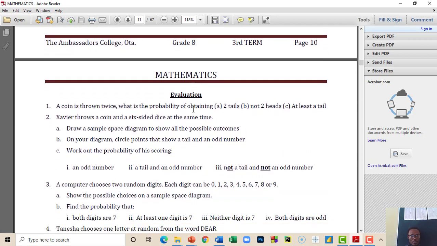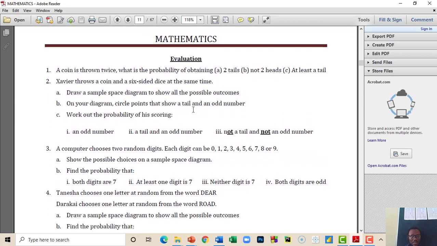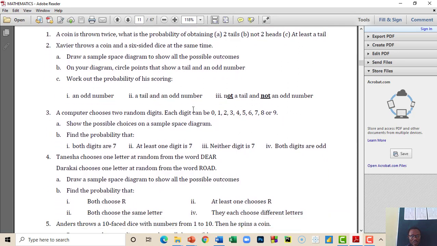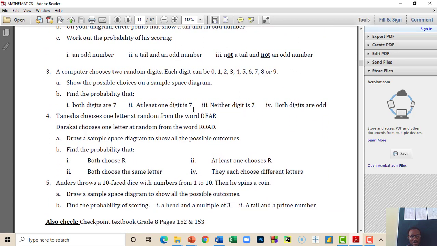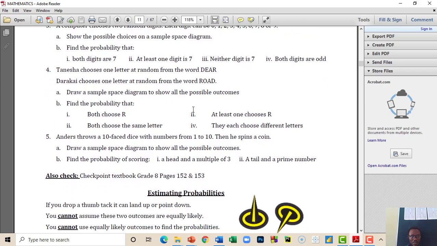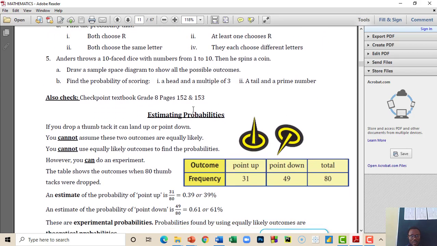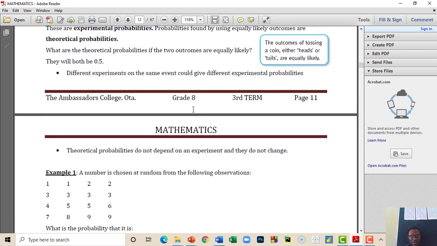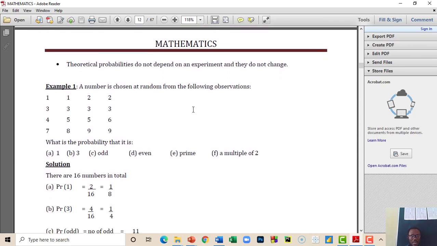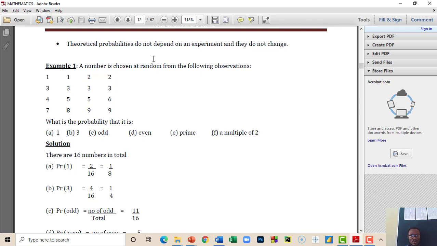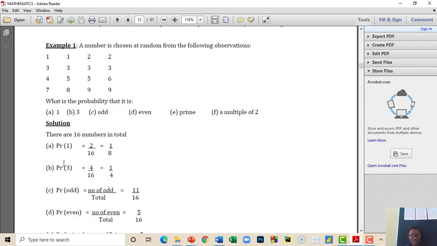Okay, let's make progress. There are other questions that won't bother you to actually solve. They are just material for our students here, but let's just see the one I feel I should point out. Okay, let's see this question. A number is chosen at random from the following observation. What is the probability that it is 1? How many 1s are we going to see here? I think this one is simple. It is 2 over 16. We have 16 entries altogether. 2 over 16 is 1 over 8.